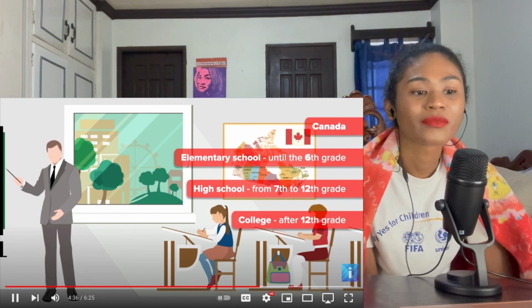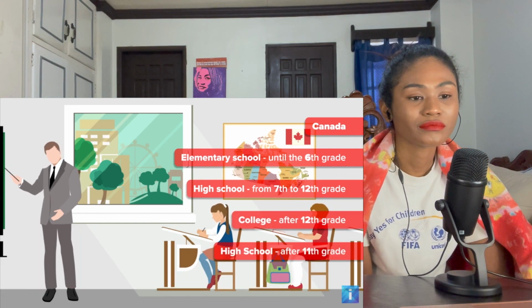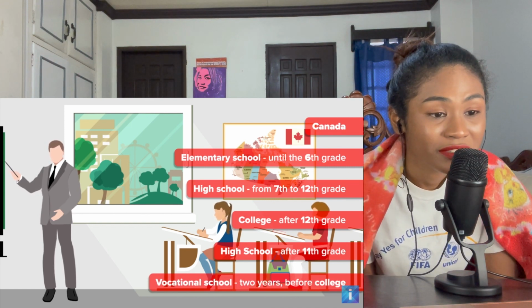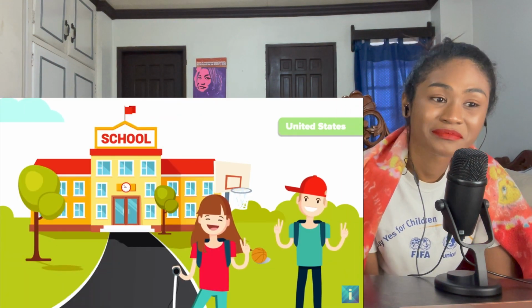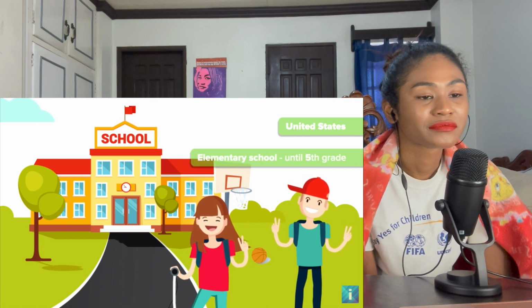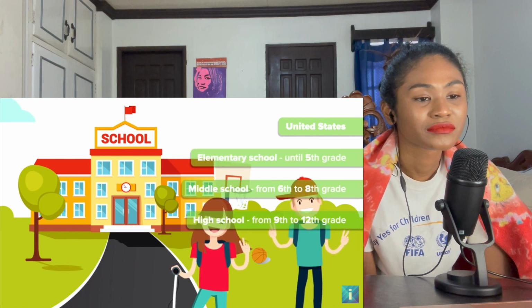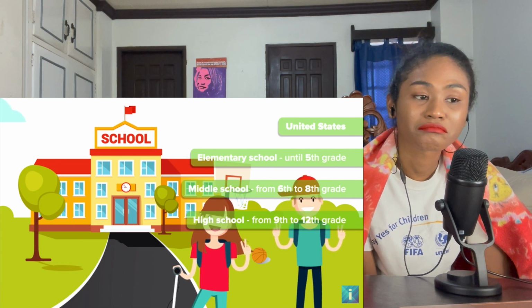College, apart from Quebec, where students finish high school after 11th grade and then go to vocational school for 2 years before going to college. Same. In the United States, children go to elementary school until 5th grade, then middle school from 6th to 8th, and finally high school from 9th grade to 12th grade. After that, they can go on to college.